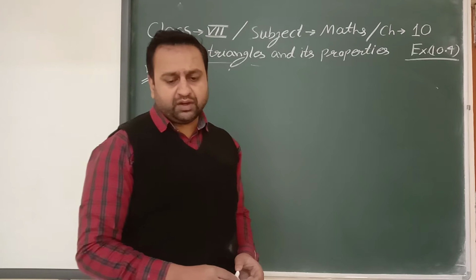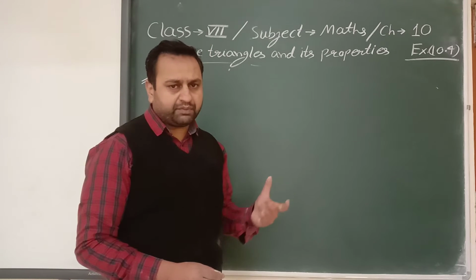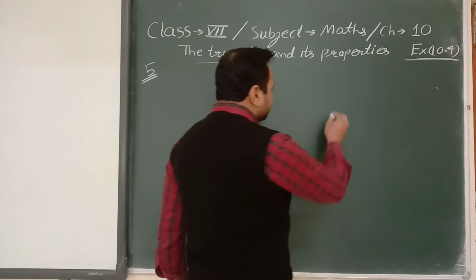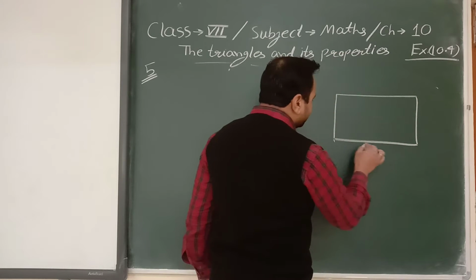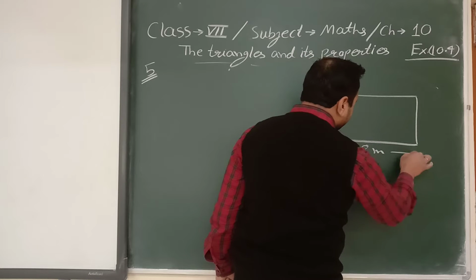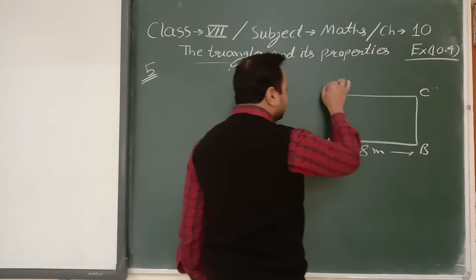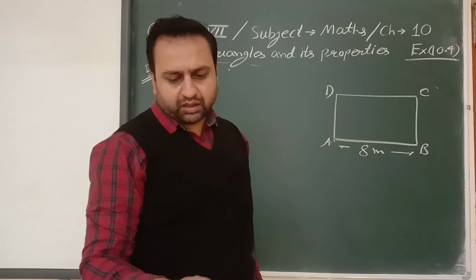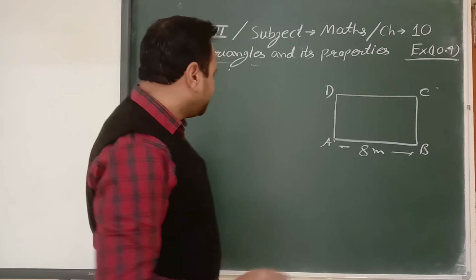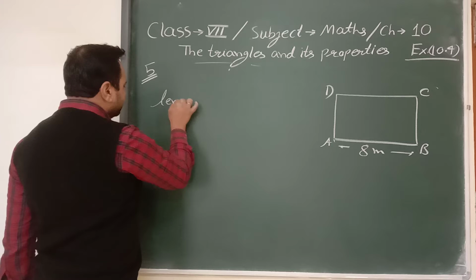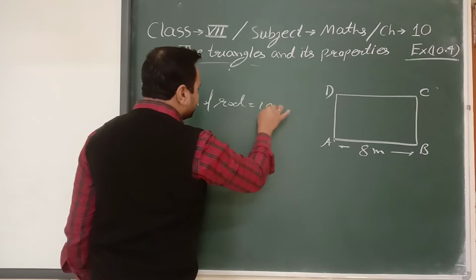In the question number 5, a room is 8 meter long, यानी कि एक कमरा जिसकी लंबाई 8 मीटर है. तो we just draw a rectangle which represent floor of the room. Its length is 8 meter and we name it A, B, C, D. आगे गिवन है a rod of length 10 meter. एक rod है whose length is given. Length of rod is equal to 10 meter.